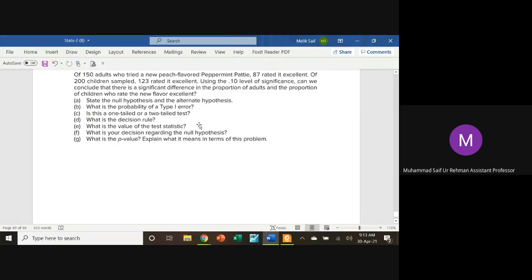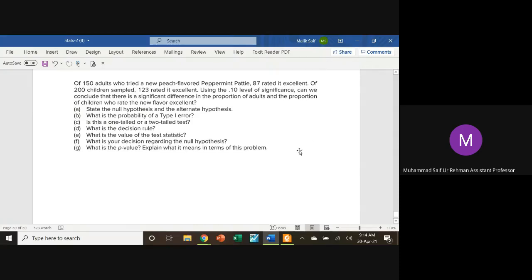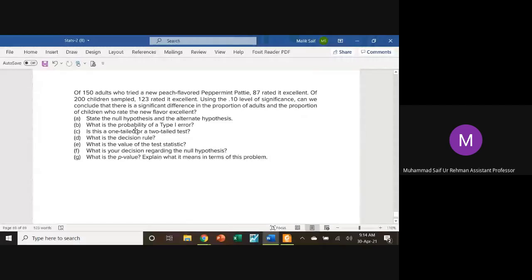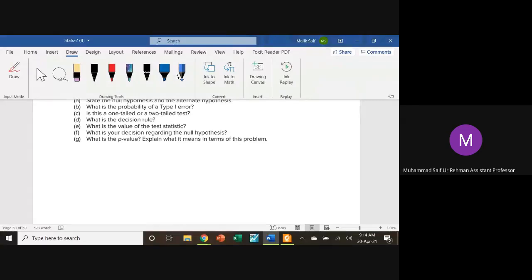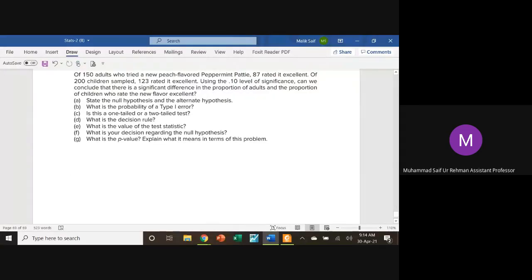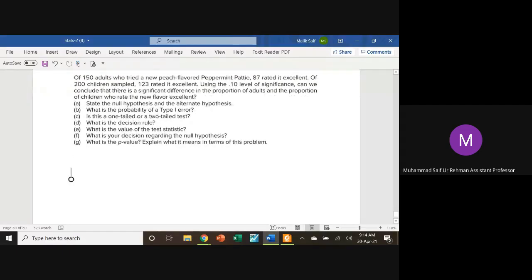And if these questions are not there in the question, then you will use the six-step strategy. I mean, you will answer in 6 steps. But as there are parts, let us solve the question according to the given situation, I mean in form of parts. So, state the null hypothesis and the alternate hypothesis. Here in this case, you will write down, let me write down.